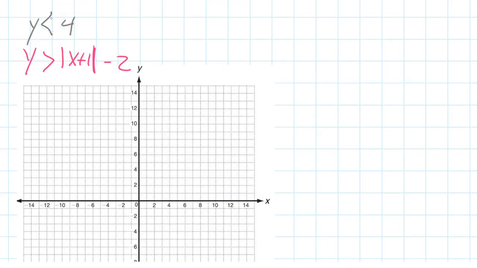Here's another one that should be quick and simple. This one says y is less than 4. Well, we remember if there's no x, if it's just y equals a number, then it's a horizontal line. In this case, a horizontal line at 4. Now, because it says less than, there's no equal, it's going to be a dashed line. And because it says less than, it's going to be pointing down. So we're going to shade everything down.